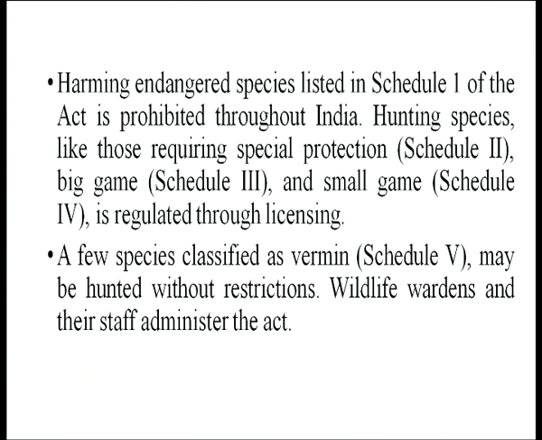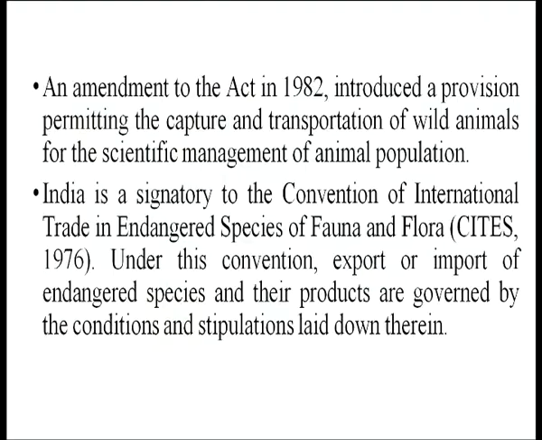Hunting species like those requiring special protection, Schedule 2, big game, Schedule 3, and small game, Schedule 4, is regulated through licensing. A few species classified as vermin may be hunted without restriction. Wildlife wardens and their staff administer the Act. An amendment to the Act in 1982 introduced a provision permitting the capture and transportation of wild animals for the scientific management of animal population.